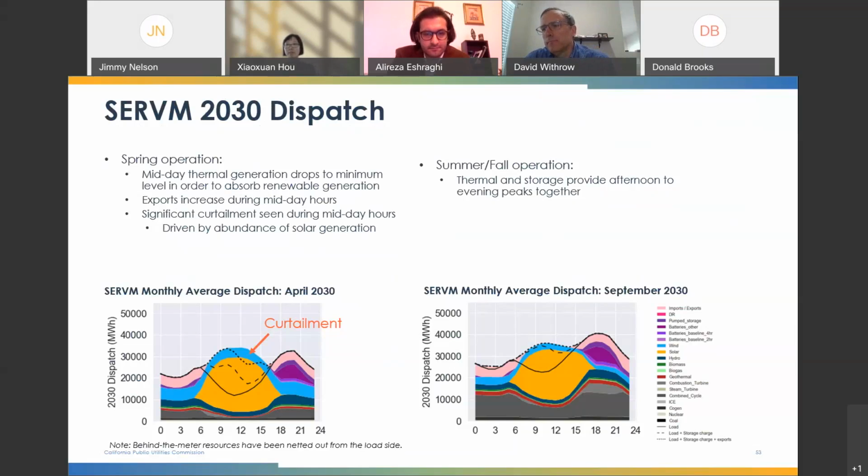And looking at the area between the solid black line and the dashed line, that is the area where you have battery storage charging from the renewable oversupply. And the area between the dashed line and the dotted line shows that the CAISO system is exporting a significant amount of renewable generation. And the area on top of the dotted line is basically showing that this is when you will have a significant amount of curtailment driven by the abundance of solar generation. Next slide, please.